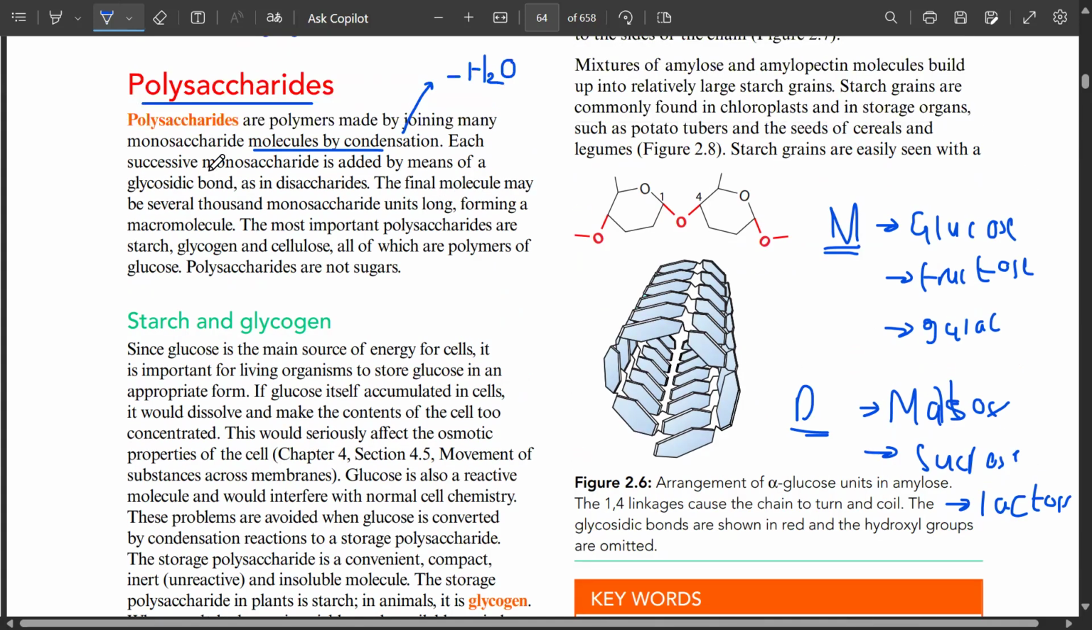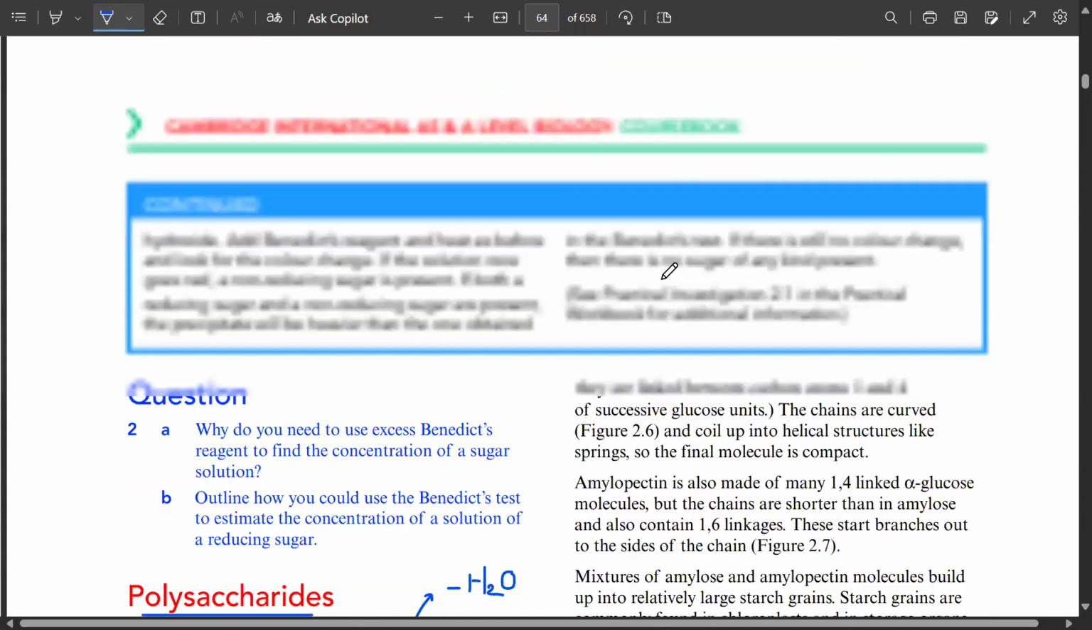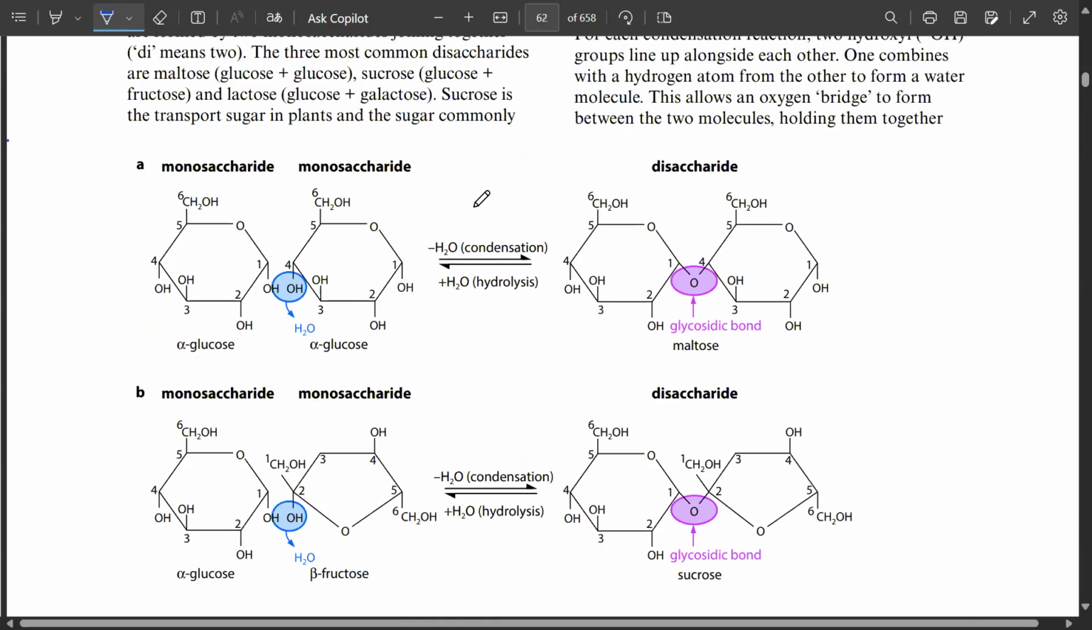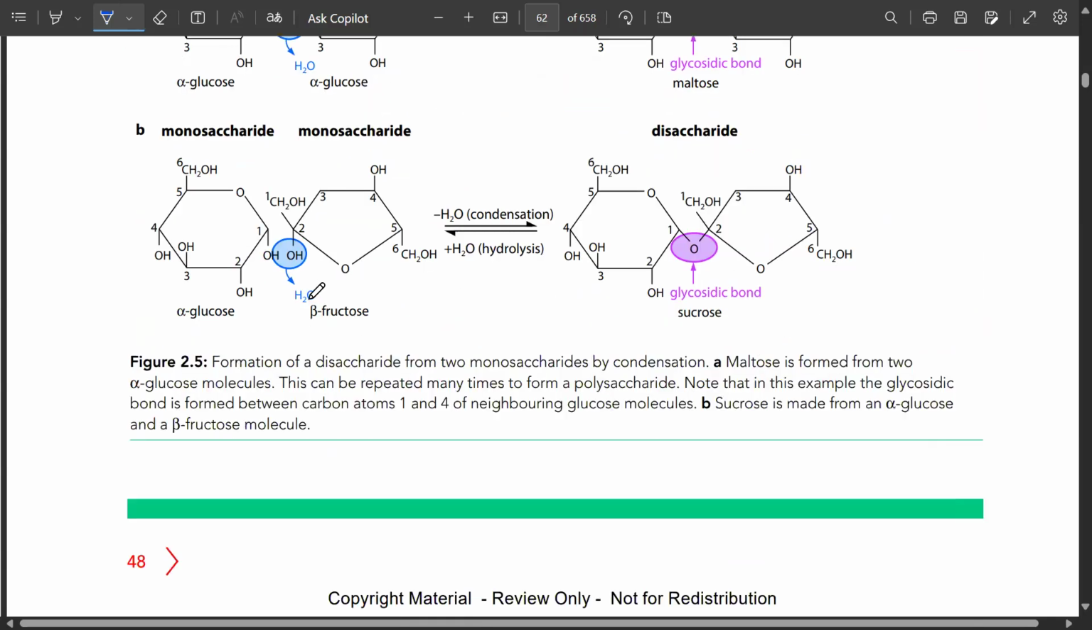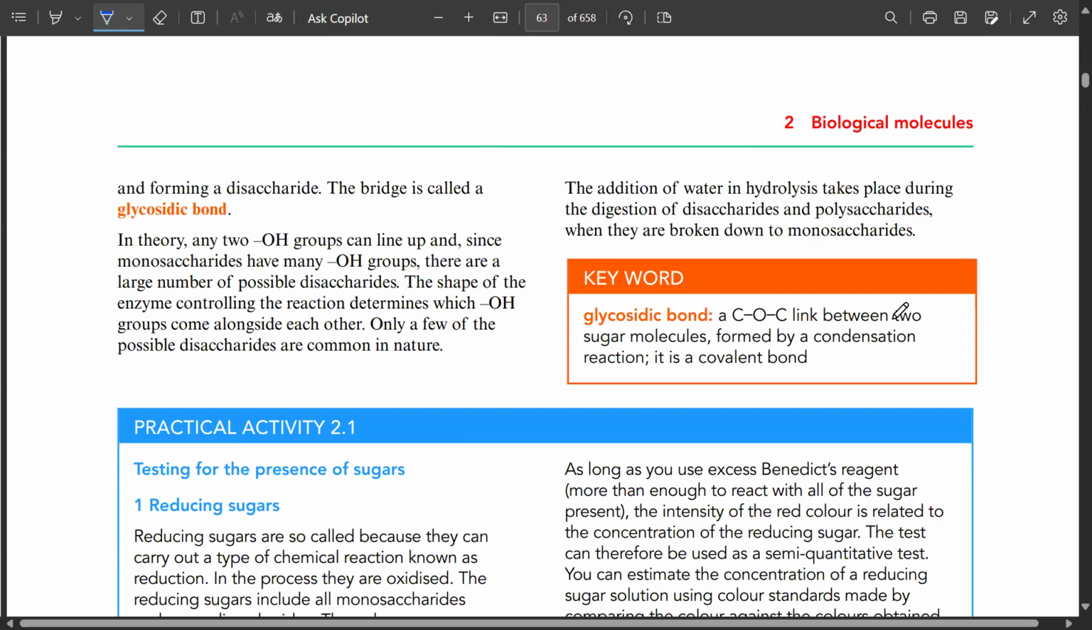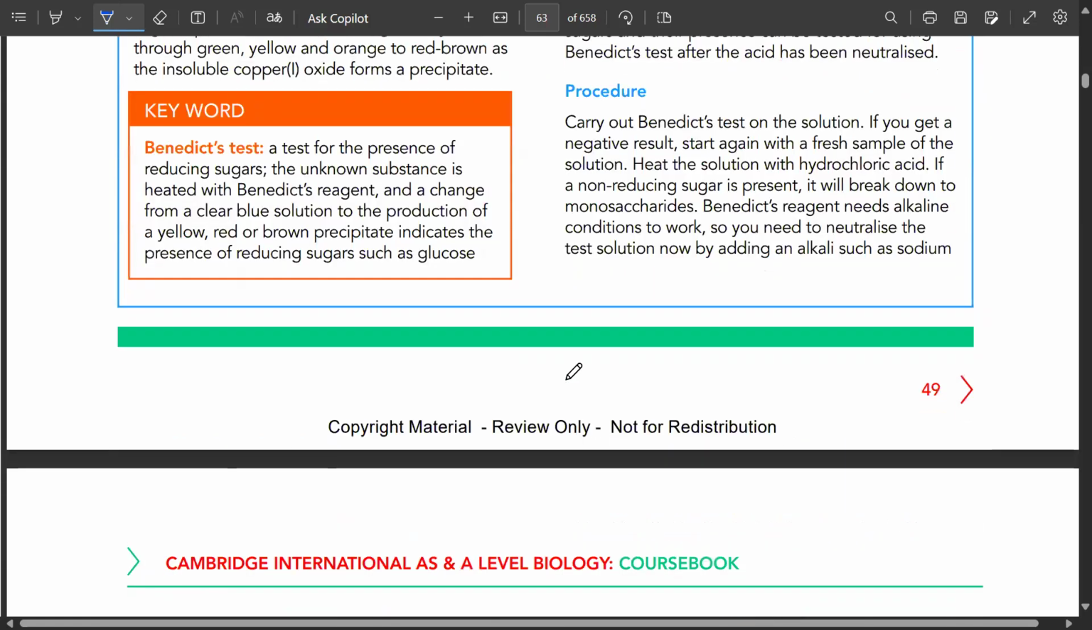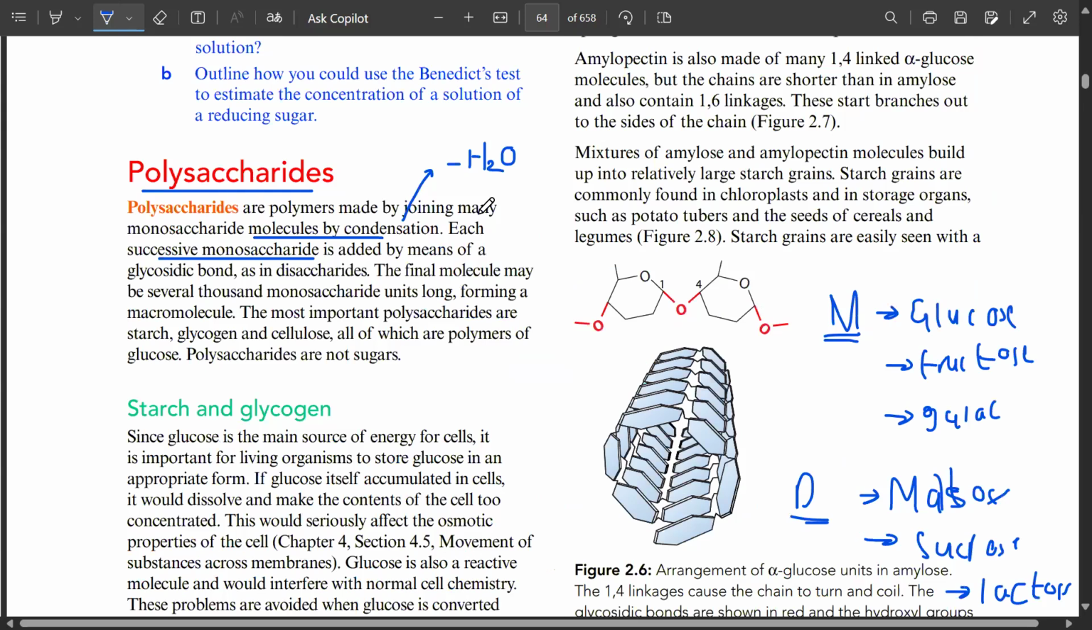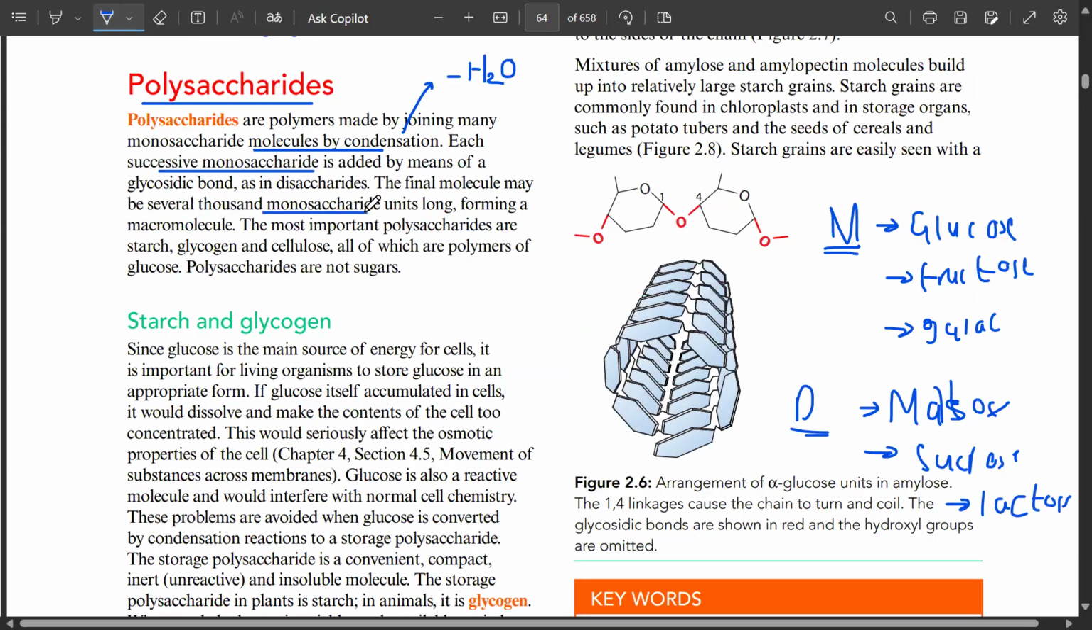Now we are going to have successive monosaccharides joining together by glycosidic bonds. And there are many types of glycosidic linkages. For example, if you look at maltose, you have a 1,4 glycosidic linkage because the first molecule's carbon 1 and the second molecule's carbon number 4 bind together. That is known as a 1,4 glycosidic bond. Got it? This is just known as the glycosidic bond, which is the link between the sugar molecules formed by the condensation reaction.